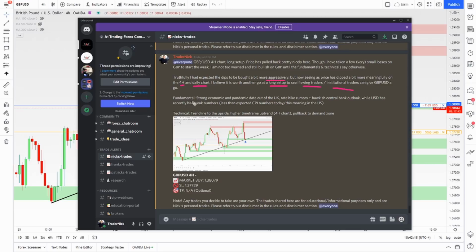So fundamentals. Strong economic and pandemic data out of the UK, rate hike rumors, hawkish central bank. All those things are, to me, very good catalysts to look at the pound with a bullish perspective. While USD, meanwhile, has recently had weak numbers, and even today, less than expected CPI numbers out of the US this morning. So I think that the U.S. dollar has gotten a little bit overvalued, pushed a little bit too high, causing the pound dollar to come down. And I do like the odds of taking it long against the dollar.